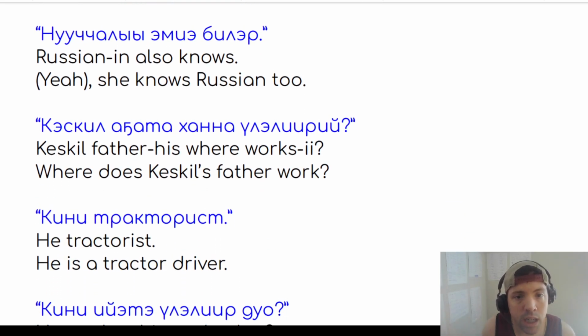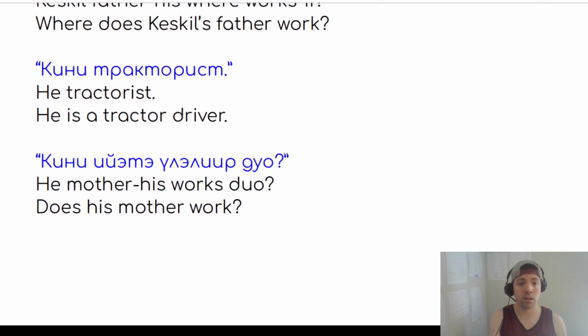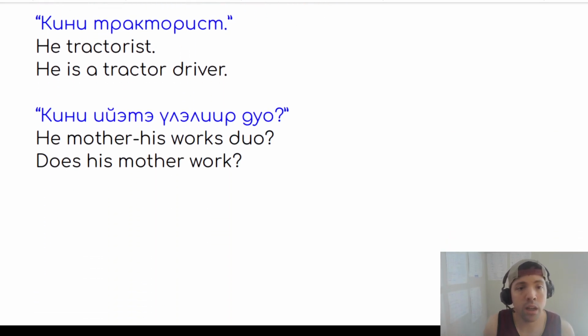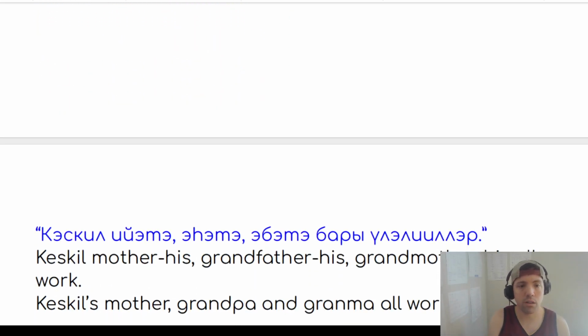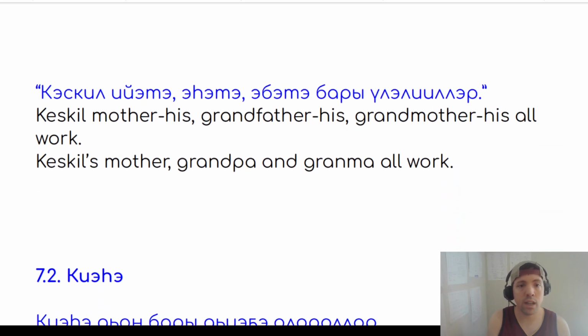Keskil agata hanna üleliri. Where does Keskil's father work? Kini traktorist. He's a tractorist. He is a tractor driver. He drives a tractor. Kini yete ülelirdoa. Does his mother work? Keskil yete ejete. Ebete, bare, ulaliler. Keskil's mother, grandpa, and grandma all work.